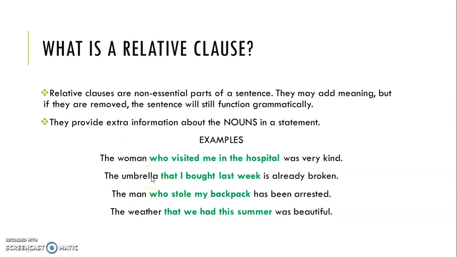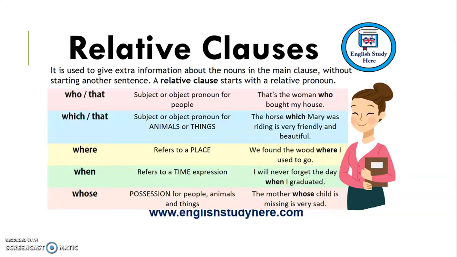Okay, the same in the second. When you say the umbrella that I bought last week is already broken, it is the same. This clause is referring to the umbrella that you have just mentioned. Also, in the following one, when you say the man who stole my backpack has been arrested, this clause is referring to the man. And finally, when you have the weather that we had this summer was beautiful, it means that you are using this clause to give more information about the weather. Okay, that is a relative clause in general.